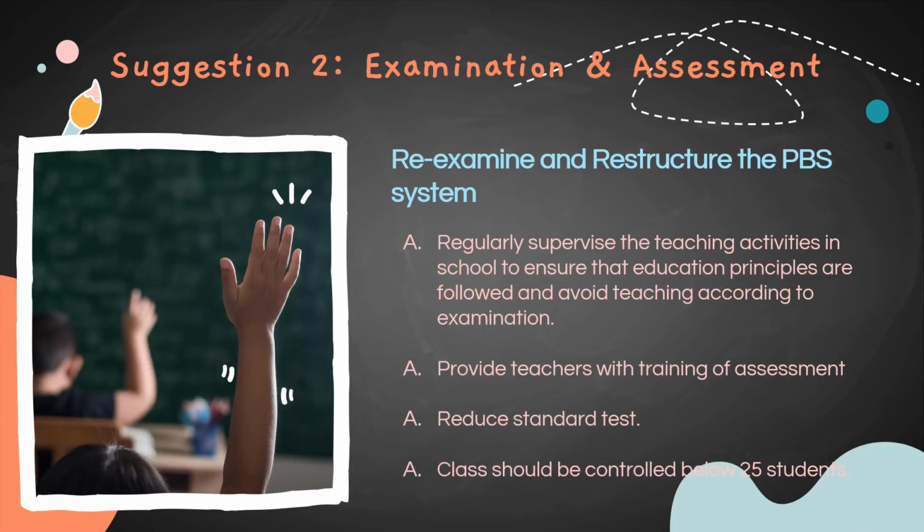And suggestion 2 is to address the issue in examination and assessment. The first one is re-examine and restructure the PBS system. PBS is implemented by subject teachers continuously during the teaching and learning process. It is also a holistic assessment that assesses the cognitive, affective and psychomotor aspects. But there are issues where people doubt its effectiveness. To address the issue, we need to regularly supervise the teaching activities in school, provide teachers with training of assessment, reduce standard tests, and class size should be controlled below 25 students.